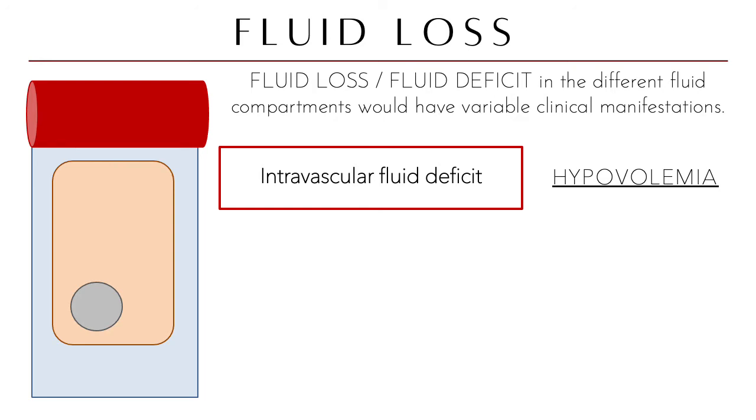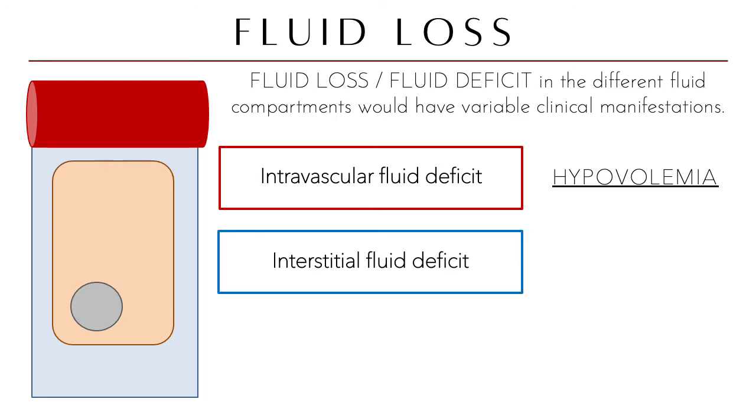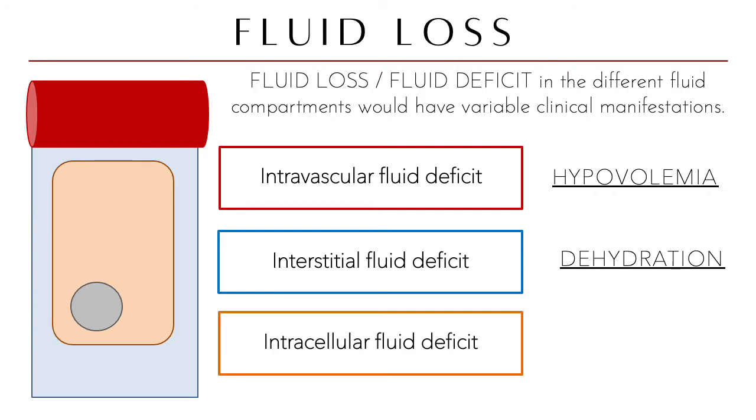So what if there is a deficit in the interstitium? Okay, there is a deficit in the fluid surrounding the cell. This is actually what you call dehydration. Okay, when there is intracellular fluid deficit, this is what happens. When there is a deficit inside the cell, it is so smart, it gets from the interstitium, right? It instantly replaces it from the fluid in the interstitial compartment, right?